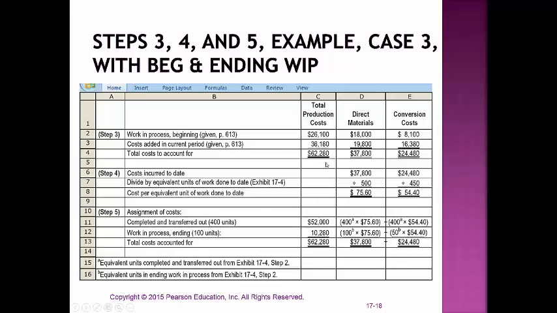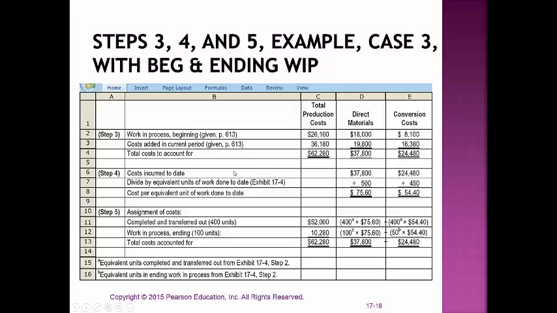If we add these up, we've got a total production cost of $62,280, and that $62,280 has got to be divvied up between finished goods, or the items that were finished and transferred out, and what is remaining in work in process. And this is going to be our final total. We can also look at it broken down by direct materials and conversion cost.